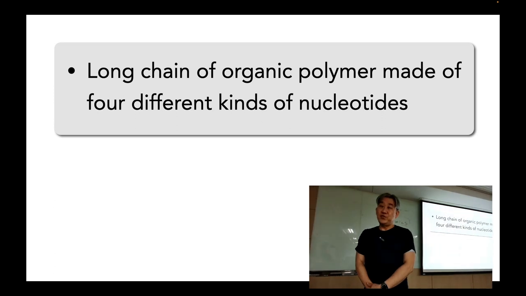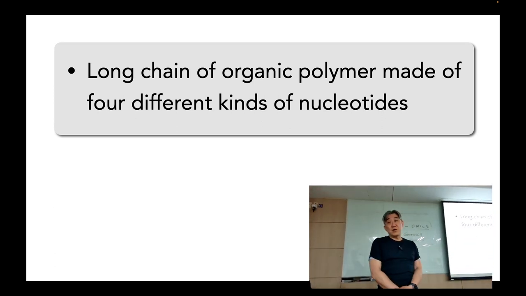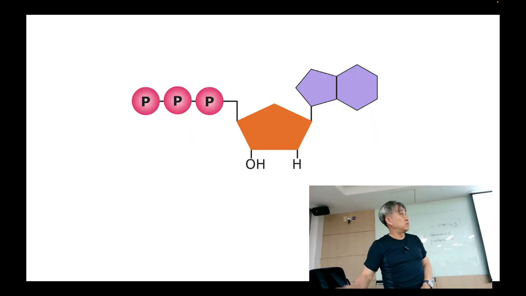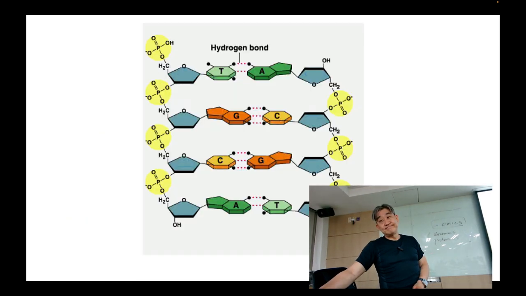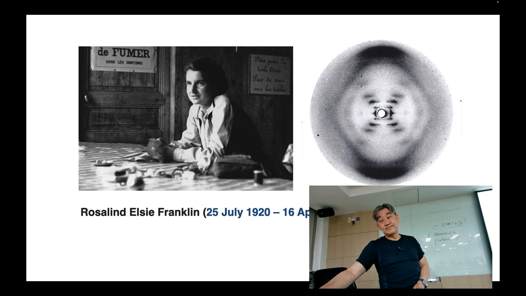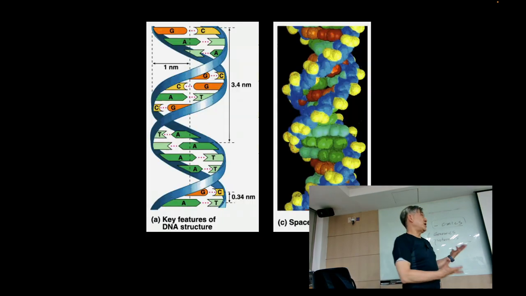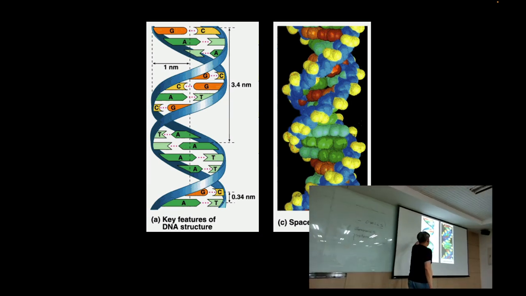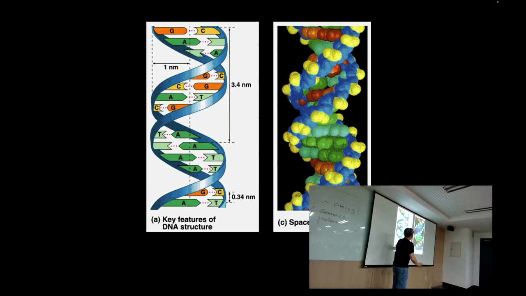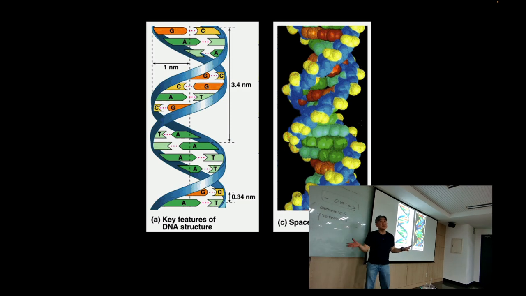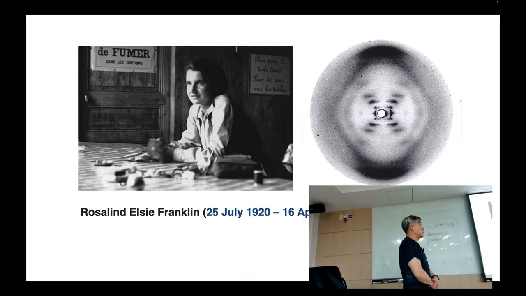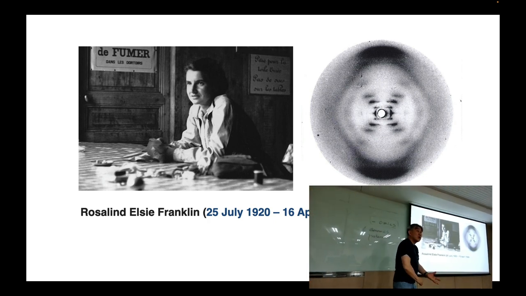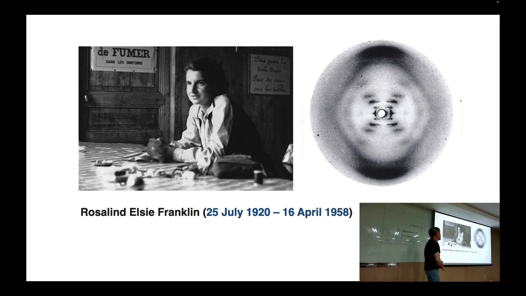We can define DNA as a long chain of organic polymer, or whatever. So DNA has a double helical structure, all made of these particular nucleotides. These things are so famous. But let me briefly go over this anecdote, because it is really interesting and important.